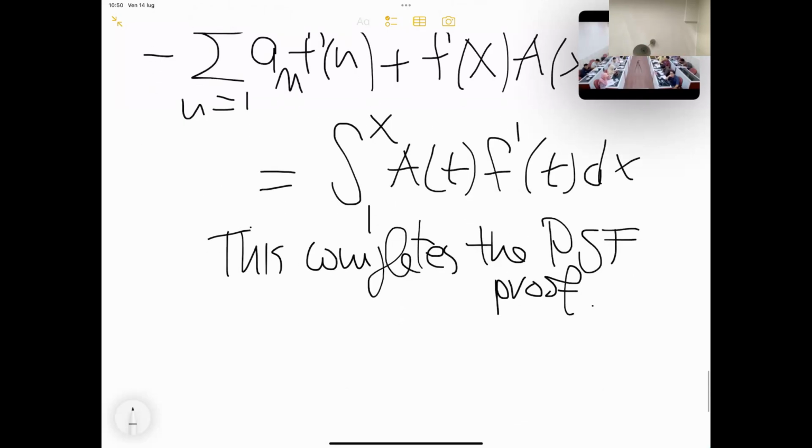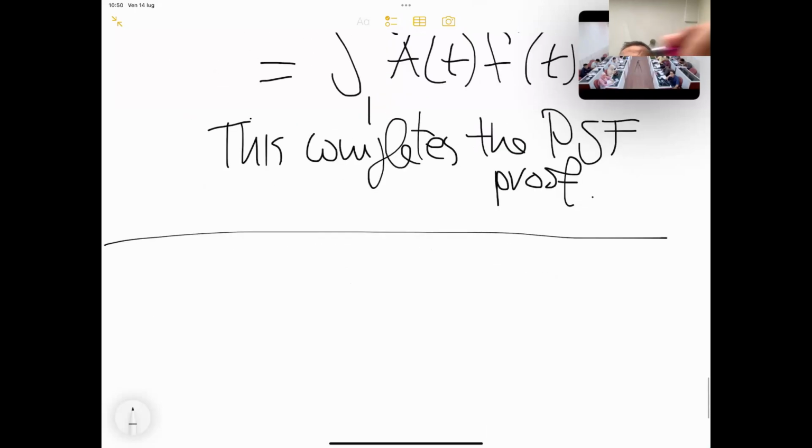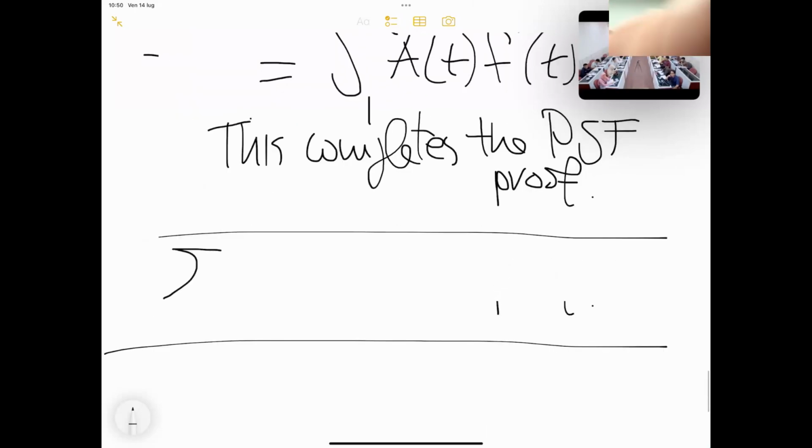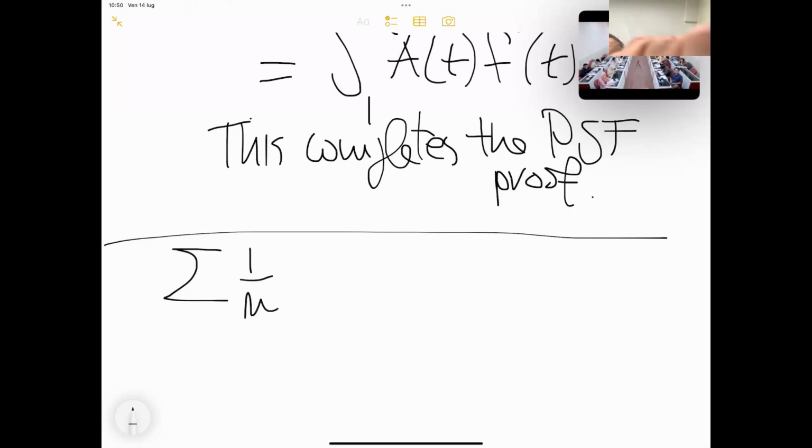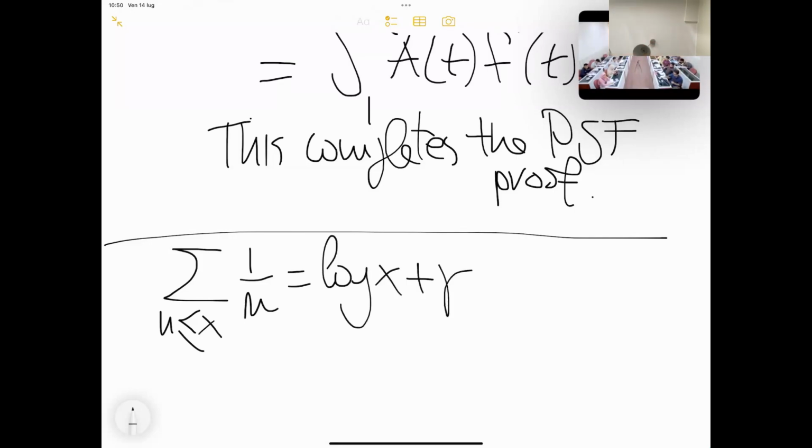Okay, so the identity, the sum of 1 over n for n less or equal than x equals log x plus gamma plus an error term. This is established.